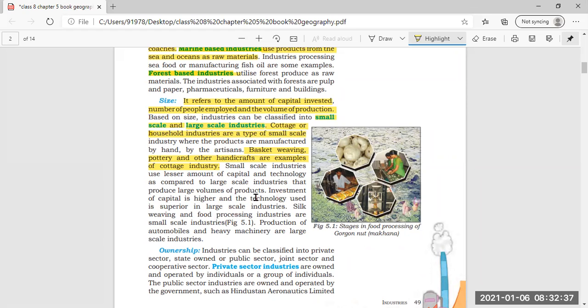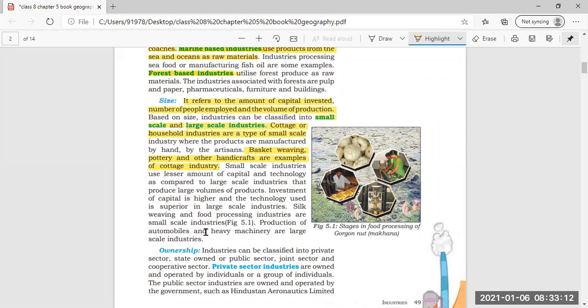Small scale industries use less amount of capital, whereas large scale industries use more amount of capital, more money is needed in large scale. Then the technology: small scale industries don't use new technologies, whereas in large scale industry, new technologies and new scientific methods are used. And the next is that production is more in quantity in large scale, for profit earning, as compared to the small scale.